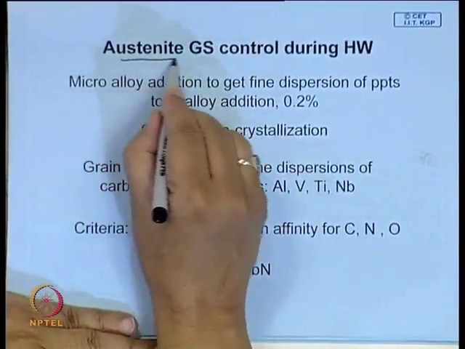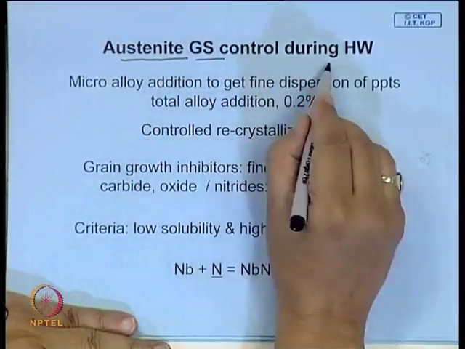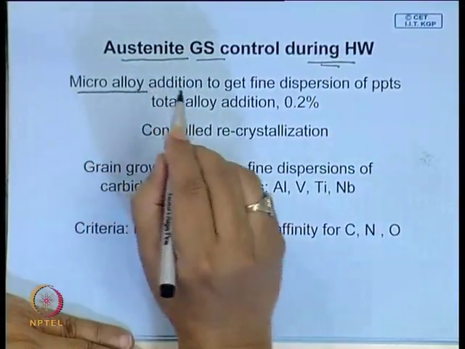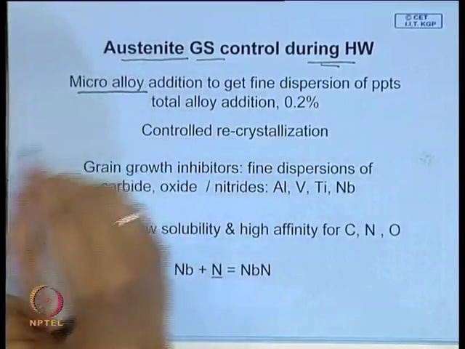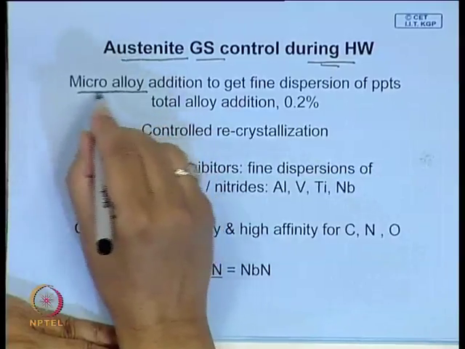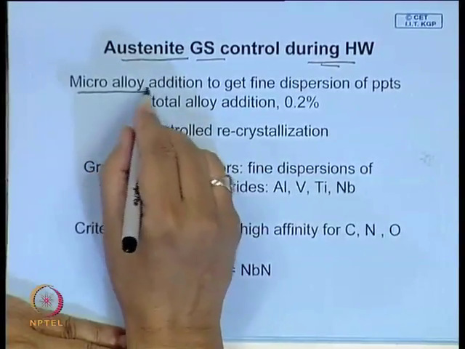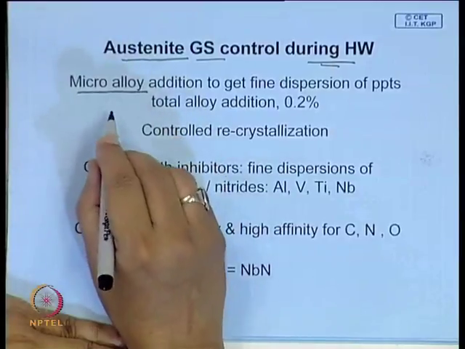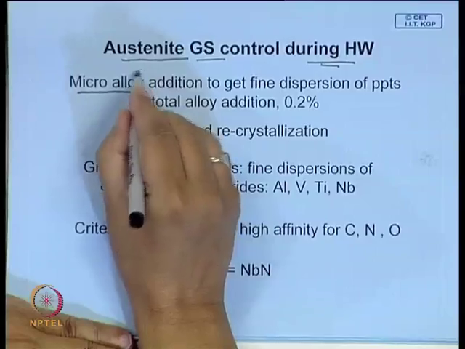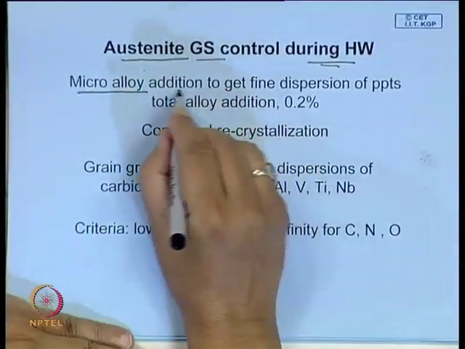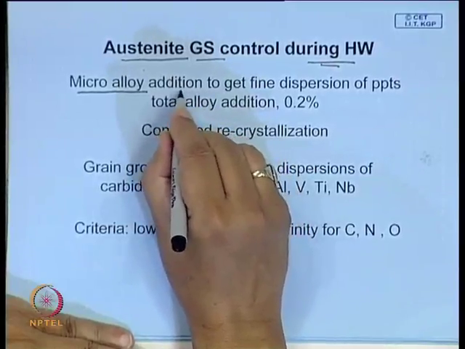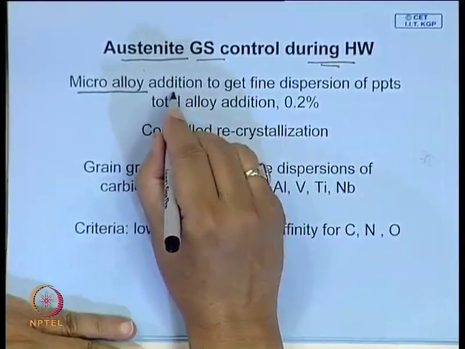Now, how do you control the austenite grain size during hot working? This is where you make some microalloy additions. Say normally, iron carbide dissolves at quite a low temperature. So, therefore, this iron carbide or cementite is not very effective in controlling or suppressing the growth of austenitic grain. And we try to add certain very strong carbide or nitride formers, which are much more efficient in blocking or pinning grain boundaries.